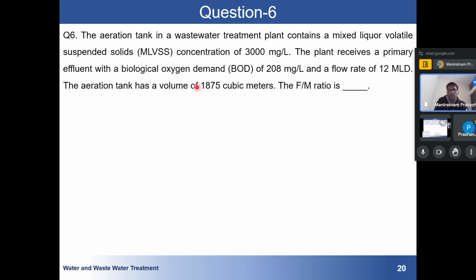The volume of the tank is 1875 cubic meter. Find the F by M. F means food to mass ratio. What is food? Food is the organic matter present in the wastewater. M is the mass of microbes that you are adding in the system. So to treat this, with whatever data is given here, food is already given to you, and somehow you have to calculate the food to mass ratio.